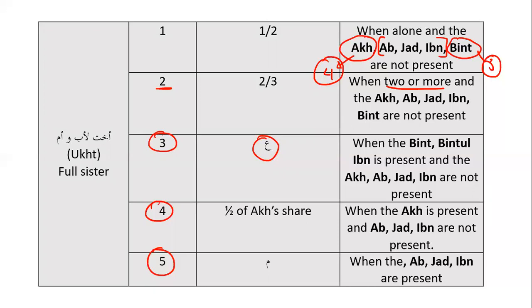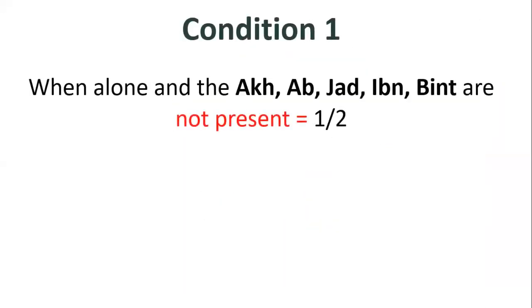When the akh is present and the abjad ibn are not present. And condition number 5, when the abjad ibn are present, then the ukht li abin wa ummin will be mahrum or mahjub and will receive 0 inheritance. Alright, so condition number 1 example.